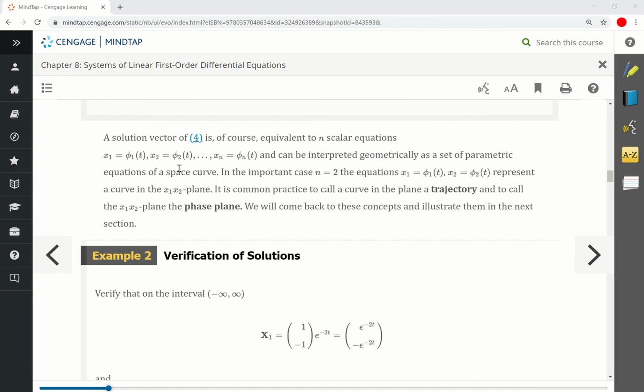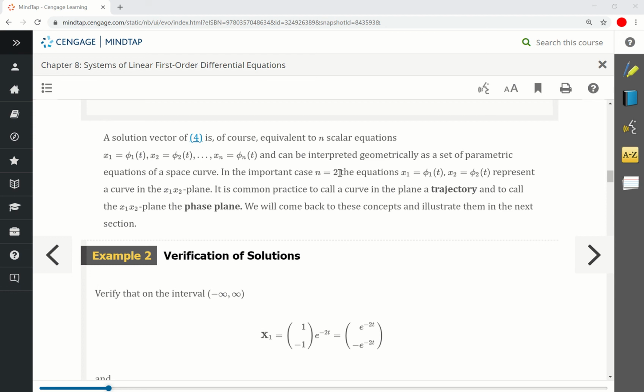Okay. We would typically say that the solution vector is equivalent to n scalar equations, so we get these n different equations: x1 equals phi1 of t, x2 equals phi2 of t, up to xn, which is equal to phi n of t. And these can be interpreted geometrically as a set of parametric equations of some space curve. For certain low-dimensional cases, we can actually graph these things.